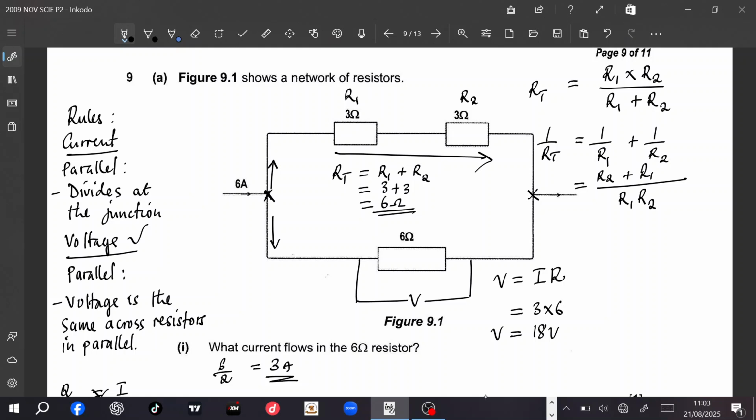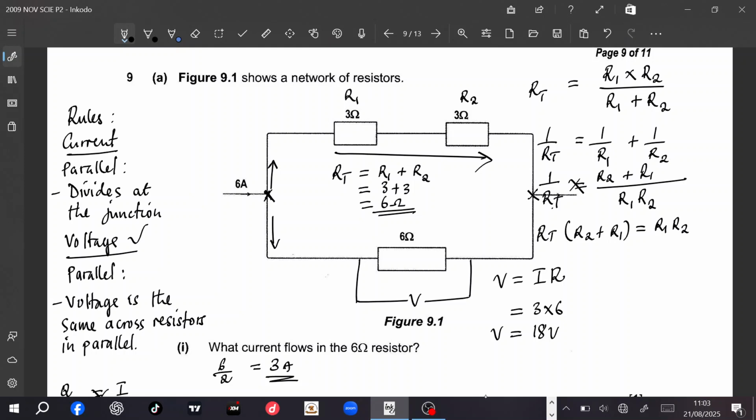So here it should be over R total. Then we'll just cross multiply first. Multiply this R total times what is there: R total, open brackets, R2 plus R1, equals 1 times R1 R2, so it will be R1 R2.